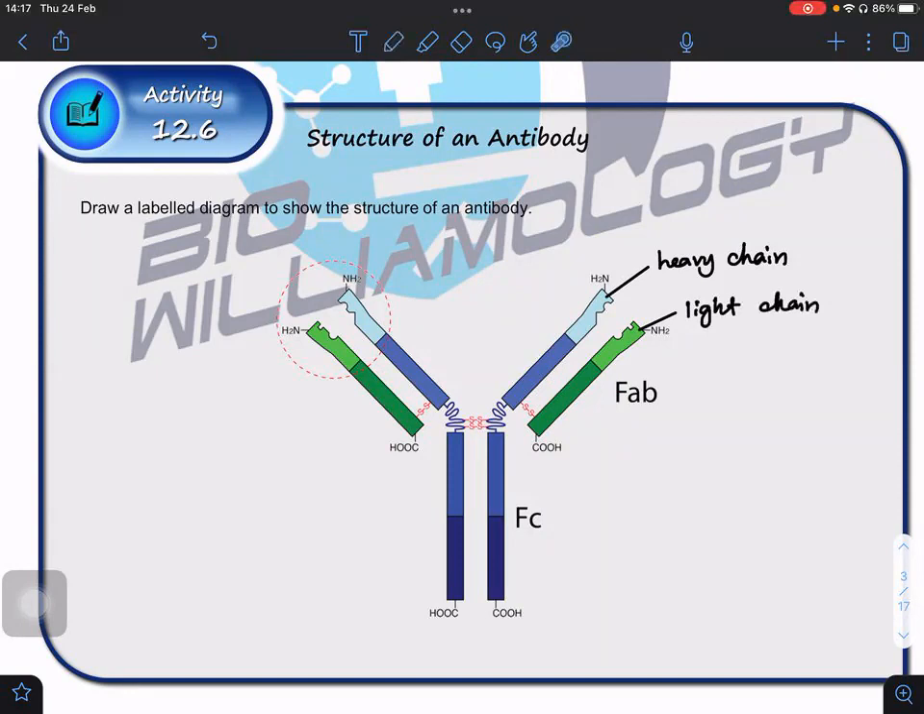In each chain, you can see that the lighter color regions here actually indicate the variable regions. Are you clear? Variable regions. And then the darker regions here are known as the constant region. So basically, this part is called variable regions. The remaining part is known as the constant region, as long as they are from the same subclass.